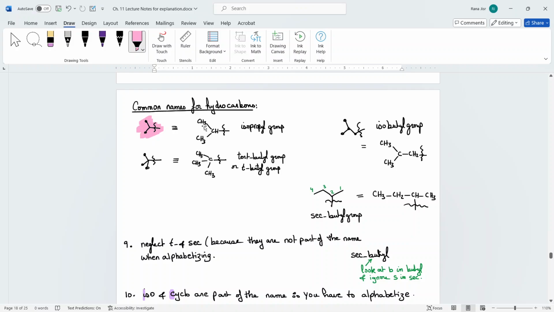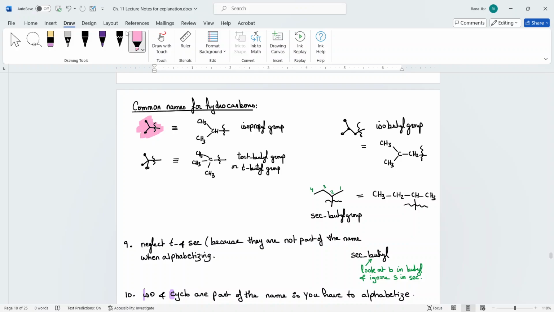So iso is a simple structure which is made up of 2 CH3s connected to a CH. This is what an iso is. So if I ask you, go ahead and draw isobutyl instead of isopropyl. Isobutyl is one more carbon. So keep that iso group and add a simple carbon over here. And the structure will be called an isobutyl group.